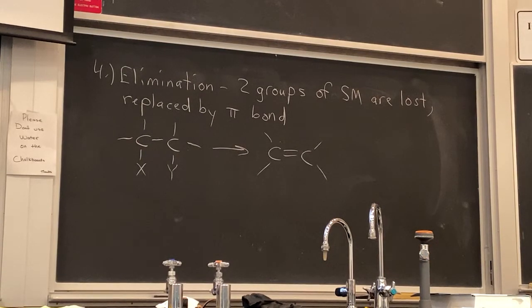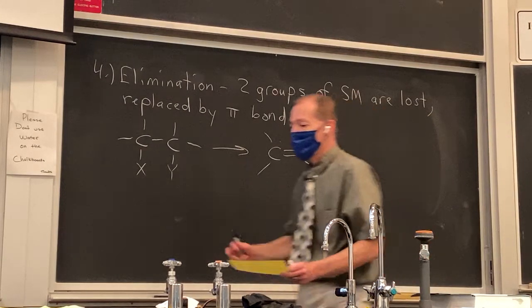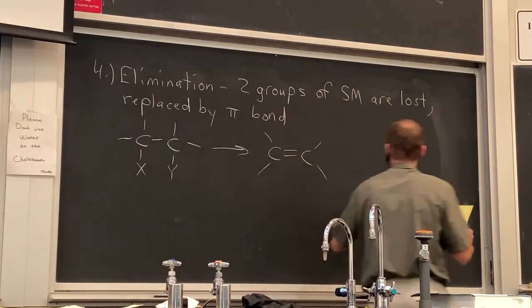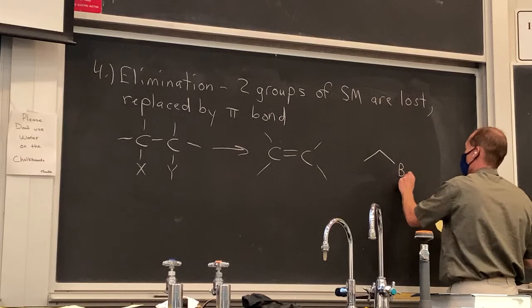So what kind of bonds are being broken in an elimination? Sigma bonds. What kind of bond is being formed? Pi bond. Many times there's another sigma bond that's formed as these groups are lost, but if you're looking at what's happening to the starting material in the product, we're breaking two sigma bonds and forming a pi bond. Okay? So we don't have an elimination on the board, so I'll go ahead and draw one for you.